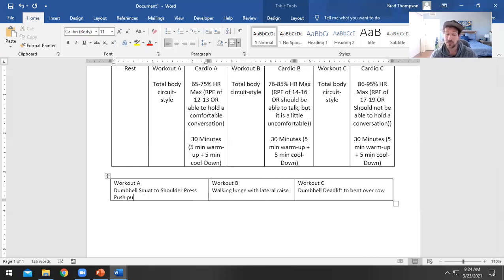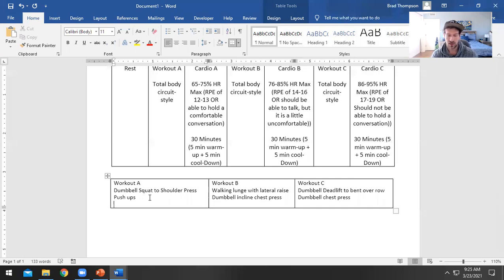Over here, we could do push-ups. Over here, we could do a dumbbell incline chest press. Over here, we could do a dumbbell chest press, just regular. We can get the upper back going, right? We could do a bent over row. We could do a two-point row.